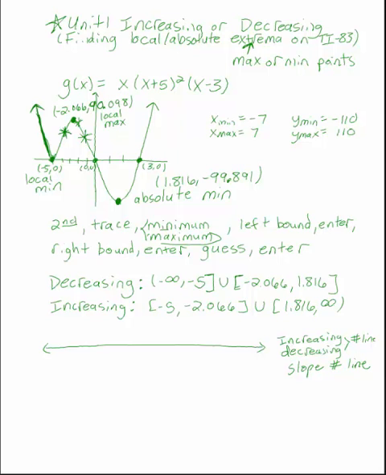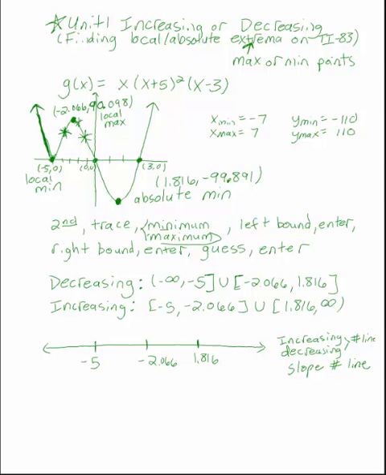Now on the number line, you put all of the minimum and maximum points and any discontinuities, asymptotes, holes. Well, we don't have any discontinuities here because this is a continuous polynomial function. So we'll put the min and max values on here, the x values of those coordinates. So negative 5, negative 2.066, and 1.816. So there's my number line.